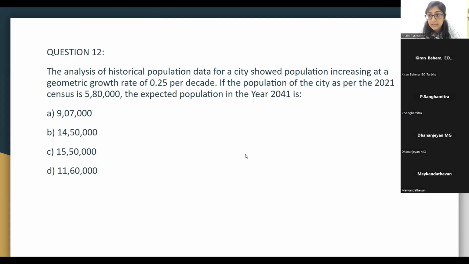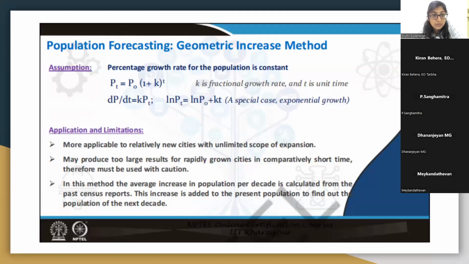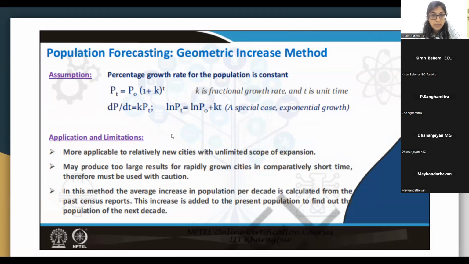Kiran Behra has said the answer is A. Sangamitra also A. Okay. So, the geometrical increase method. This is a formula.